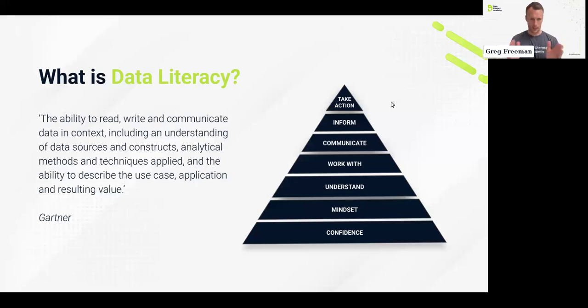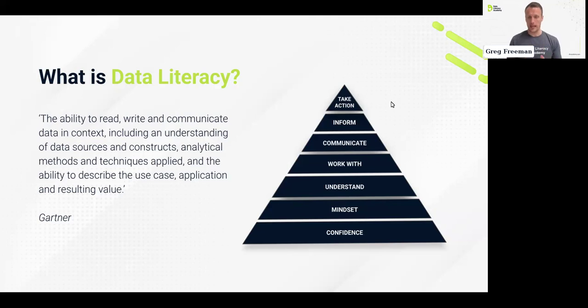First of all, as we always do when we start these webinars, let's share our lens on data literacy. On the left-hand side, you've got the fairly well understood, fairly prolific definition of data literacy, and that's the Gartner definition. I think it's the industry standard definition, which is the ability to read, write, and communicate data in context, including an understanding of data sources and constructs, analytical methods and techniques applied, and the ability to describe the use case, application, and resulting value.